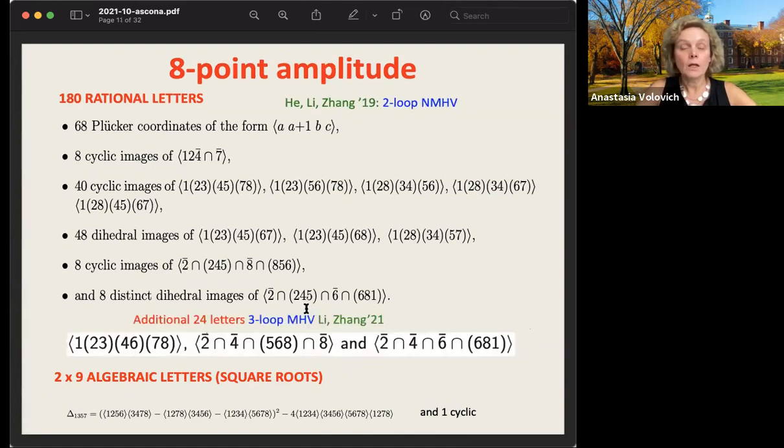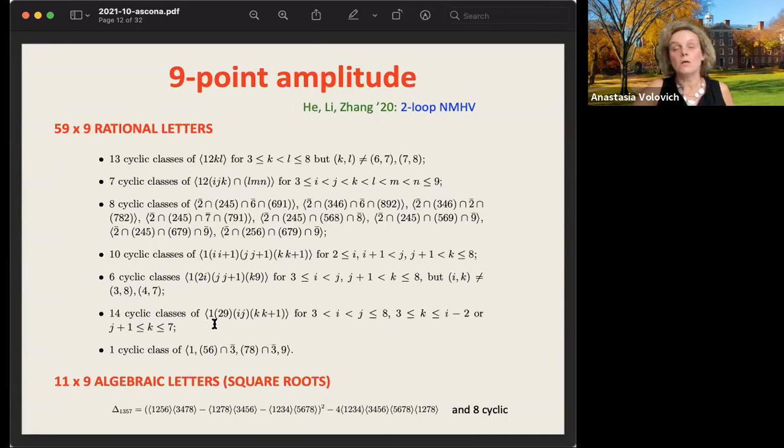Now, recently, if you go to 3 loops but stay at 8 points, there are more and more letters. As new computations are being done, there are an additional 24 letters that were computed about 2 weeks ago. And the last example that is known would be the 9 points. Again, as a survey, I've written down what the singularities are for the 9-point amplitudes. You see, again, the structure becomes more and more complicated. But again, you have the 2 classes of expressions: something quadratic and cubic in Plückers, which we call rational letters, 531 of those, and 99 letters that contain square roots. Okay, so that's the data from Amplitudes.